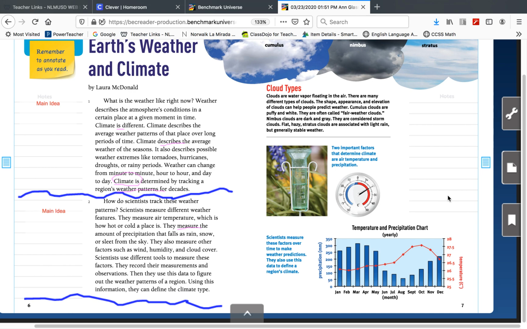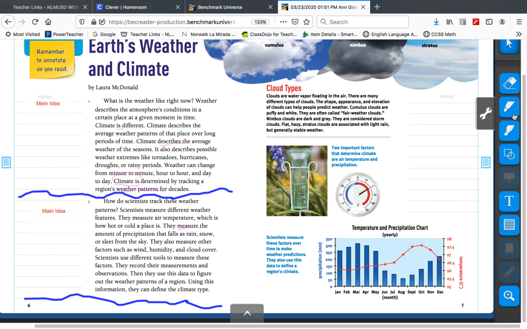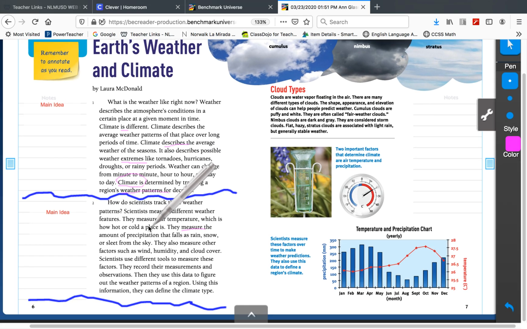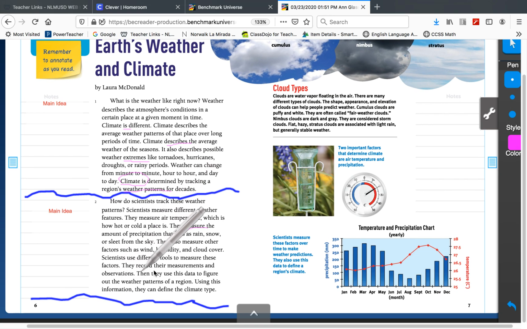Weather extremes. Extremes, although it can be a noun, describes what kind of weather, extreme weather. Weather patterns, even though weather can be a noun, it describes patterns. What kind of patterns? Weather patterns.